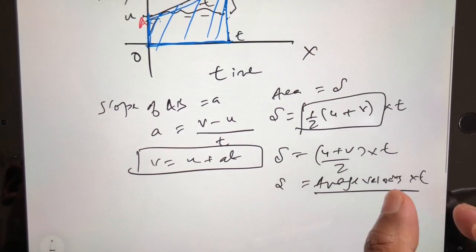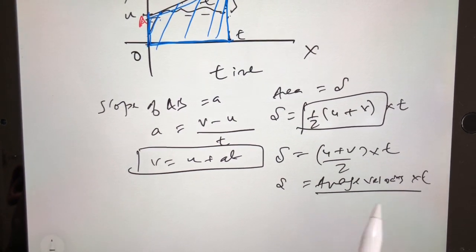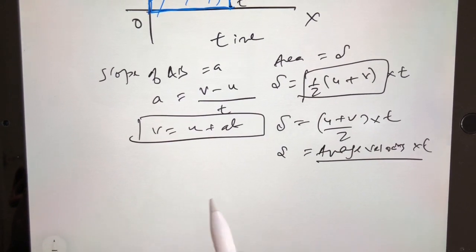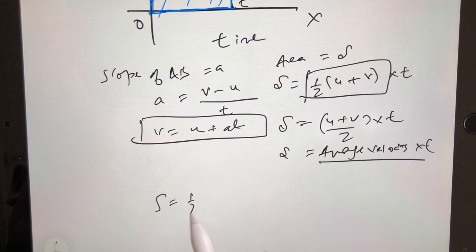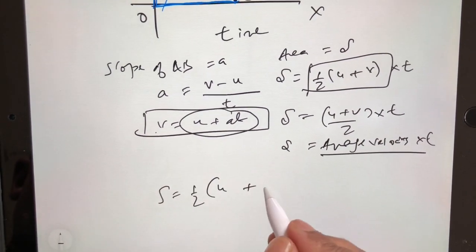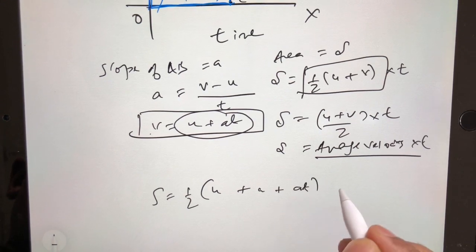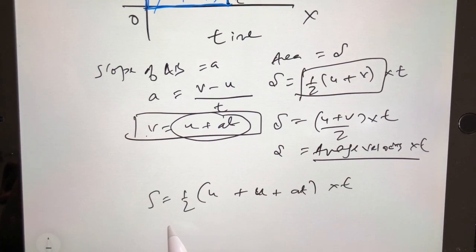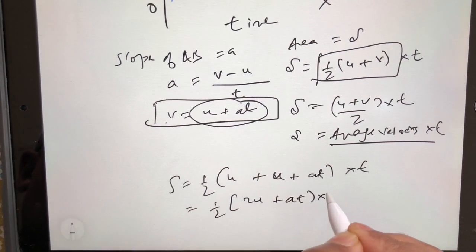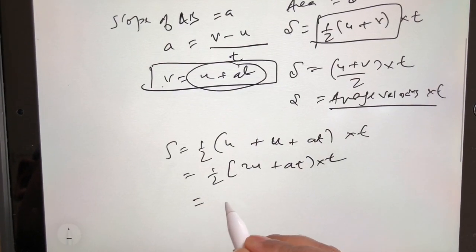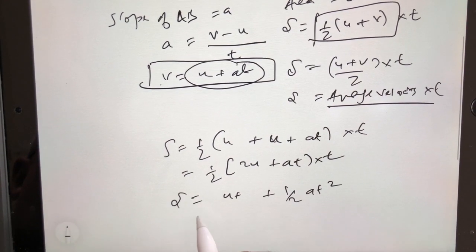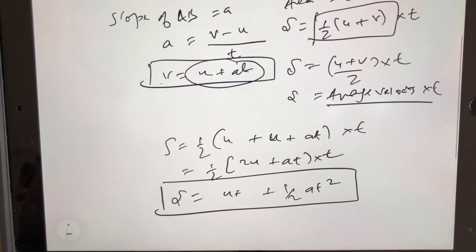So displacement is average velocity into time. Now coming back to this equation, s is half u plus v into t. Instead of v, I will write u plus at from here. So u plus at into t. So I've got half 2u plus at into t, which when you open the bracket, you will get ut plus half at squared. This is our second equation of motion.